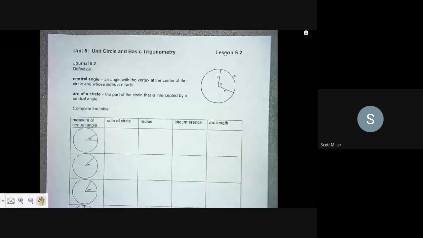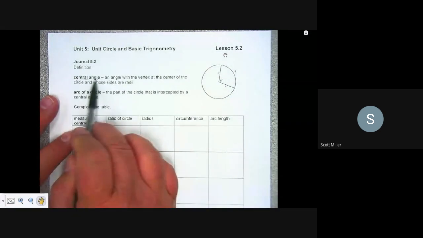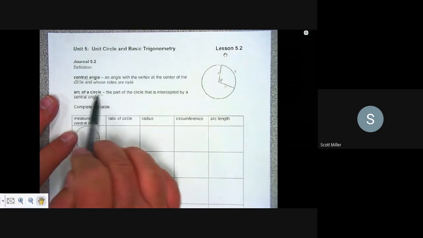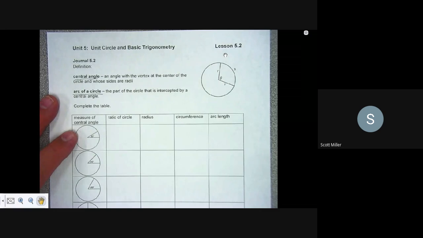So today we're going to be looking at 5.2, and we're going to be looking at some new information here about circles. We're going to look at some definitions of what a central angle is and the arc of a circle. We're going to look at that kind of stuff here real quick and make some connections between them and see where that leads us.